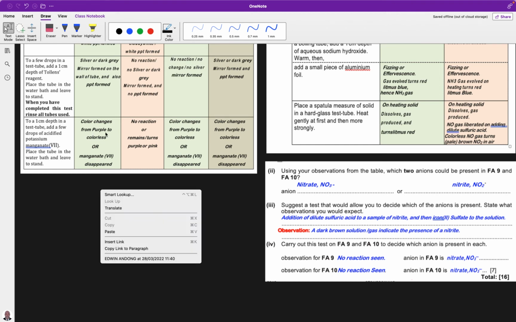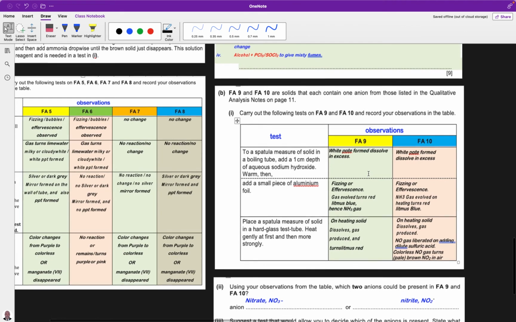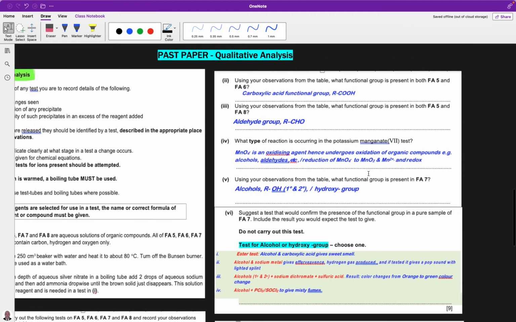So FA5 undergoes oxidation with manganate 7. FA6 does not undergo oxidation. There was no reaction. FA7, there was a reaction because the color changed. There was an oxidation. FA8, there was an oxidation that took place. So in this other test, FA5, FA7, and FA8 have something in common. Can we now apply it in our question here? Let's go to the question.